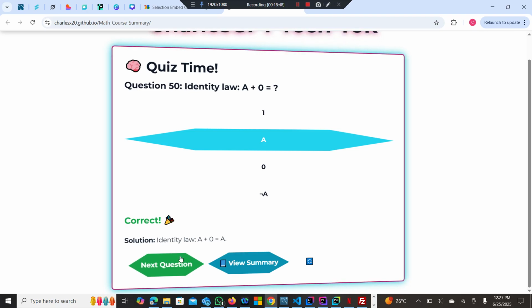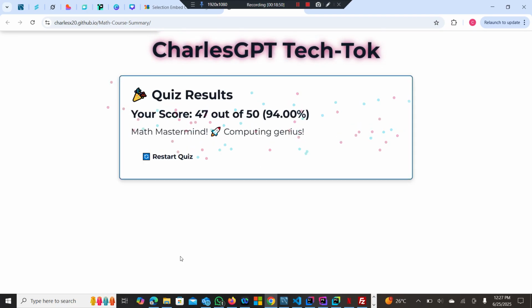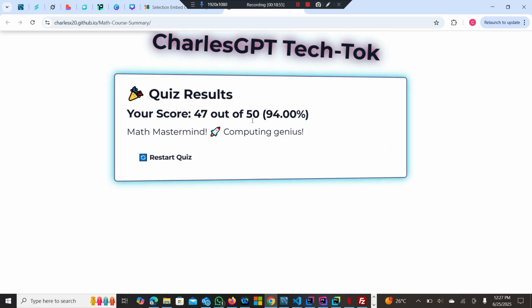So let me see my grade now. Okay. Maths mastermind, computing genius. You can see my grade, 94.00%. That is probably an A for this. So your score is 47 out of 50. I missed 3 questions, and they gave me my grade as well. And that's the interface I used for this particular program. So you can see it's a cool interface, and I hope you guys liked it a lot.